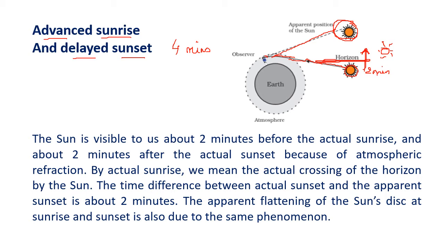In the same way, on the other side, when the sun is setting, the sun has set, yet this person will be able to see the sun in the apparent position 2 minutes after the sun has set. So this 2 minutes and 2 minutes give us 4 extra minutes in the day.